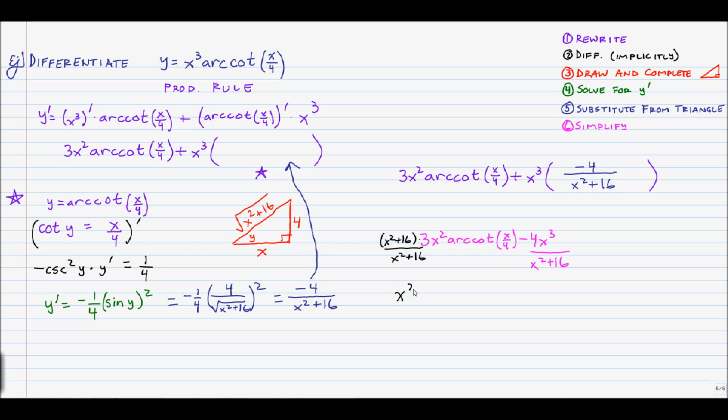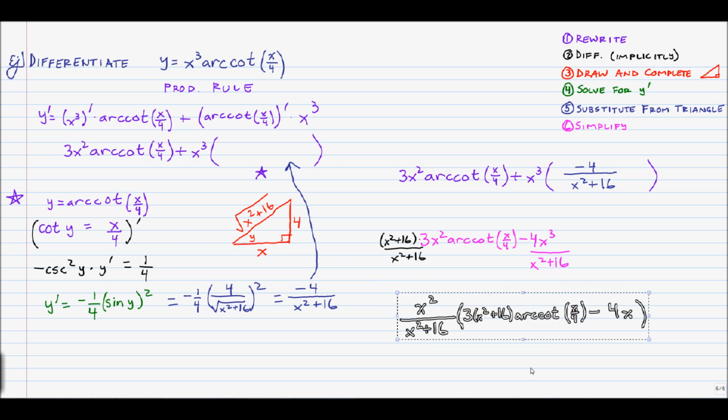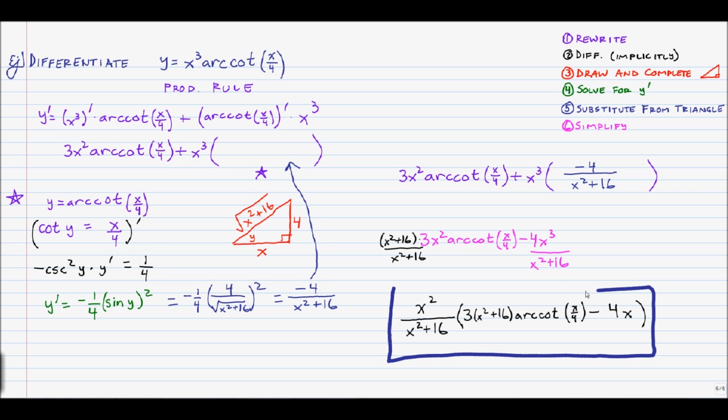I'm going to end up with, I hope I'm doing this correctly, x squared over x squared plus 16 times 3x squared plus 16 from the top, arc cotangent of x over 4 minus 4x. And so this little mess down here is our derivative.